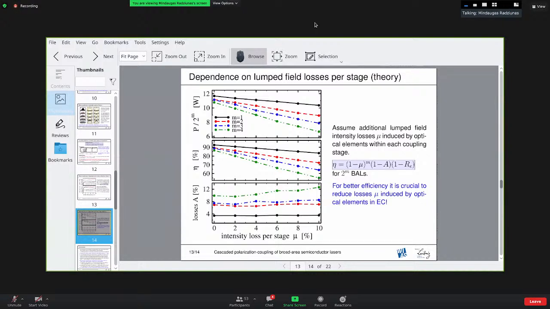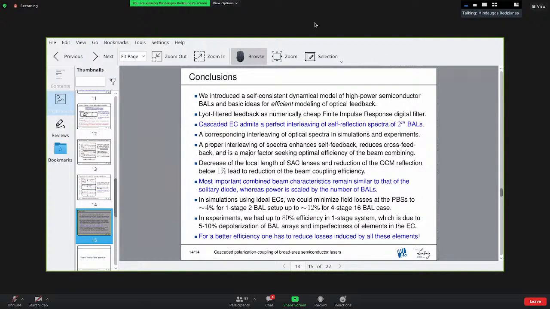Okay, coming to conclusions. I have a lot of items, but the most important are probably the 3 listed in blue. I have shown that a cascaded external cavity admits a perfect interleaving and self-perfection of spectra of 2 to the power m lasers. So the most important combined beam characteristics remain similar to those of the solitary diode, whereas power is scaled by the number of emitters. And the last but not least, for better efficiency one has to reduce losses induced by all these stages. That was the message from the previous slide. So in order to couple more and more lasers and not to lose efficiency, we have to have as small an amount of losses as possible within the external cavity. And okay, thank you for your attention.